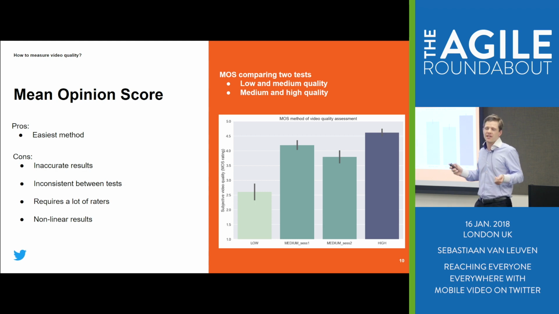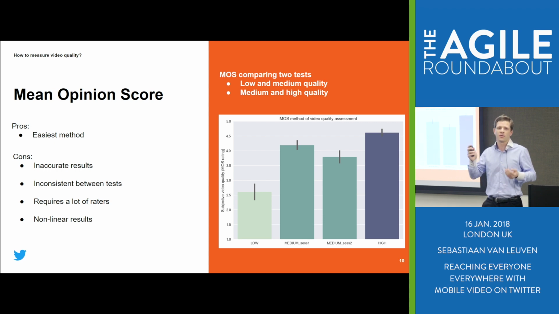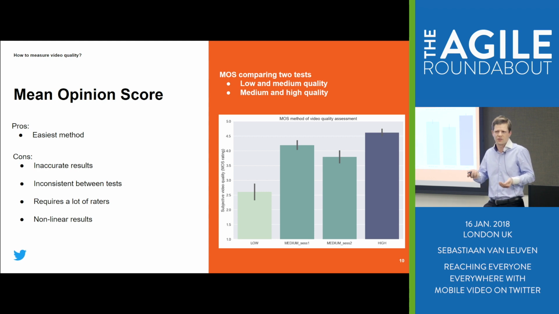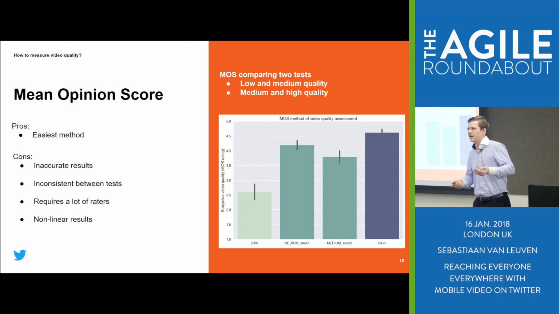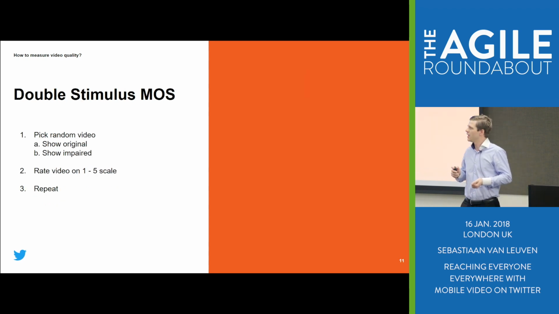So they're very inaccurate results. They're inconsistent between tests. They also require a lot of people to watch this, because if you've got a couple of people, the results might be all over the place. And also, it's very hard to interpret a value. What does 2 mean? What does 4 mean? Is it double the amount of quality? So it's very hard to also communicate that in the chain of hierarchy.